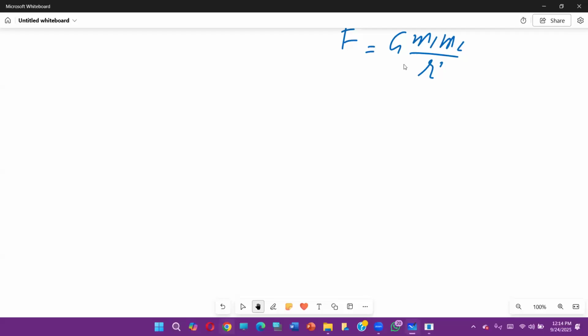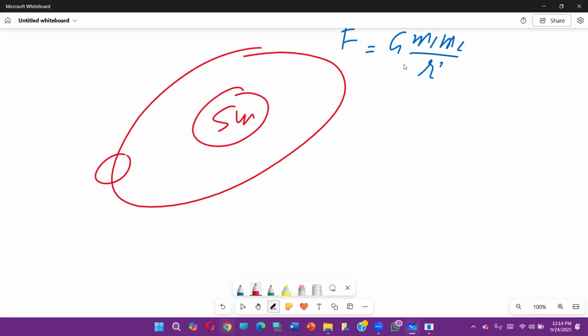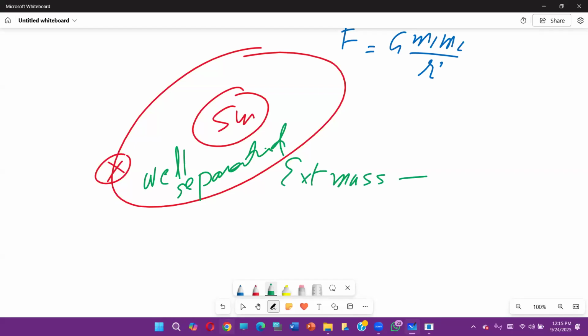Now we move forward. Is it right that when masses are well separated, like we make a sun and we make a planet here, when the extended masses are well separated, do they behave like point masses? This is an assumption. What's an assumption? When a point mass is given, it is directly valid for Newton's law. But for extended masses, they should be well separated. Acha, when they are well separated, an extended mass will behave like a point mass.